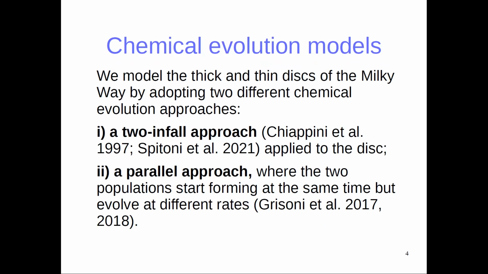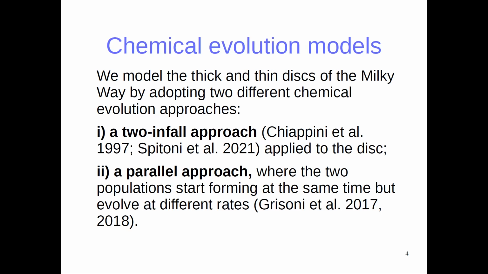In this scenario, we assume that the galactic disks formed by means of two infall episodes. The first one giving rise to the thick disk, and a second one giving rise to the thin disk, delayed with respect to the first one, and on a longer time scale of formation. And then also a parallel approach where the two disks start forming at the same time, but they evolve at different rates. So also in this case, with the thick disk forming much faster than the thin disk that evolves much more slowly.